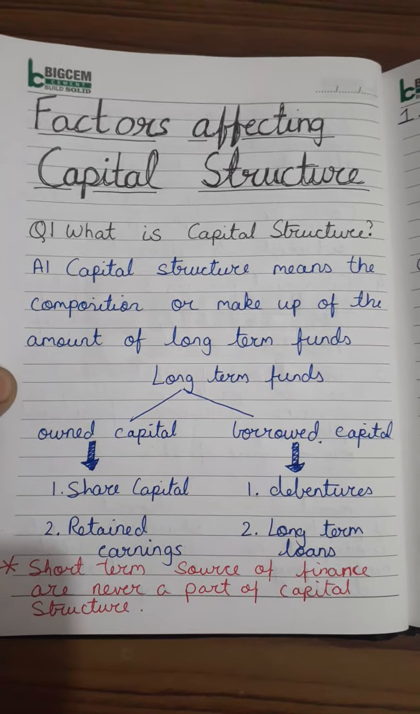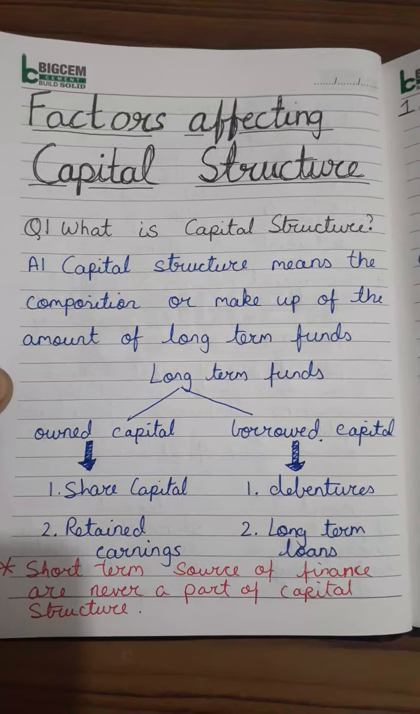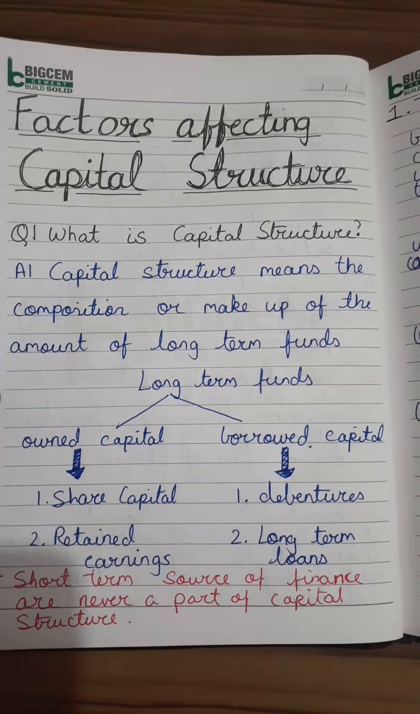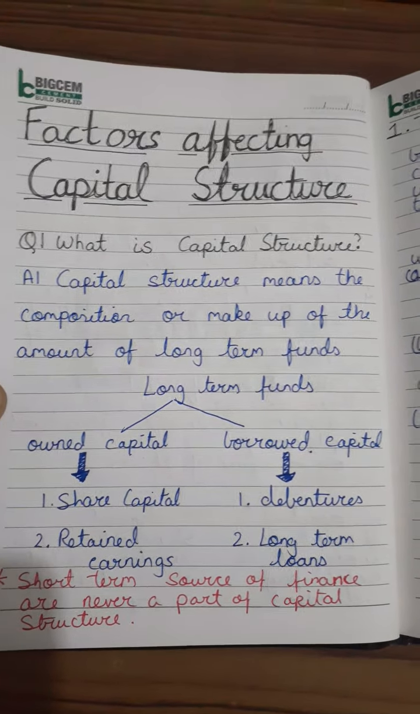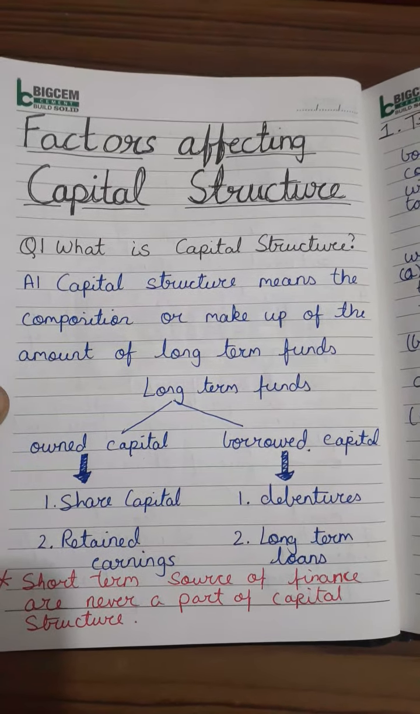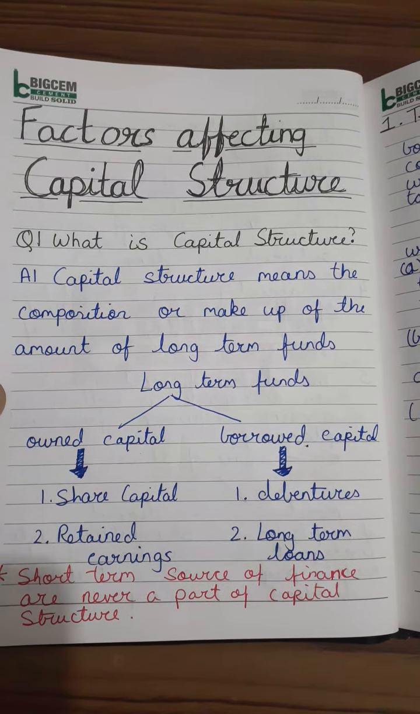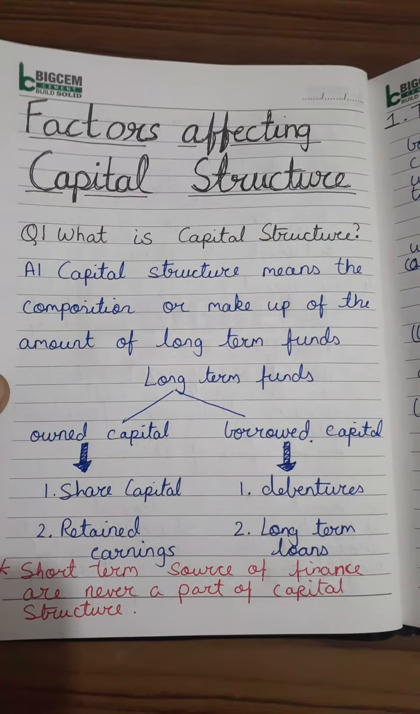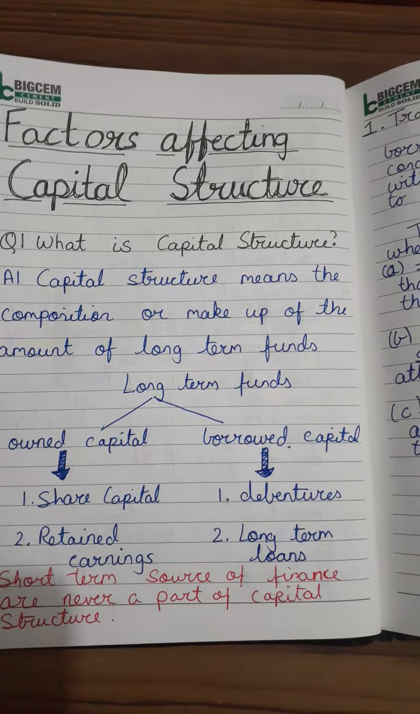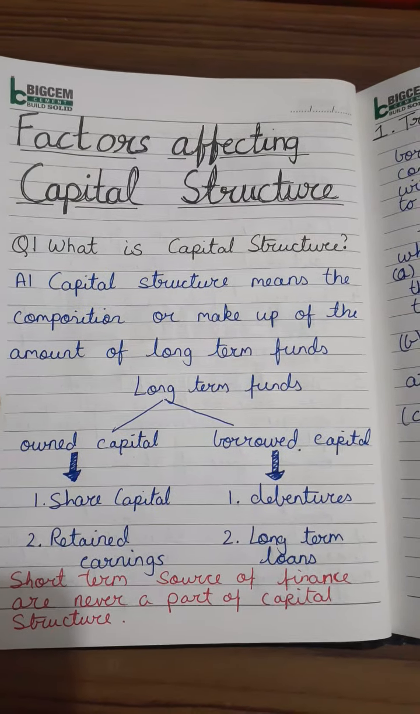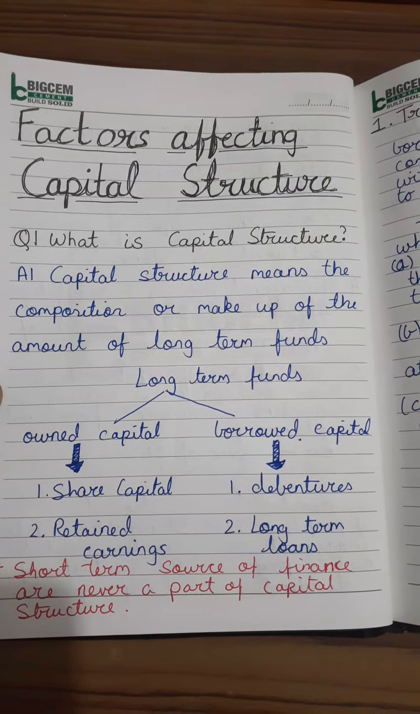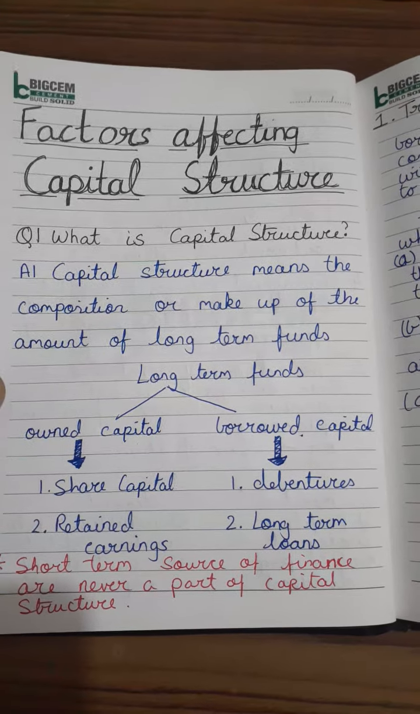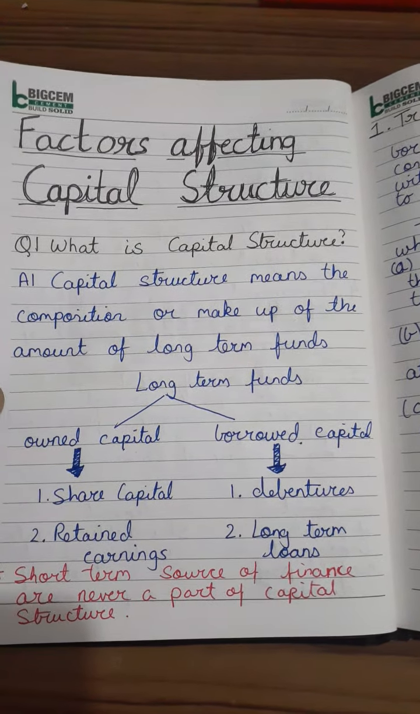Today, in our online class, we would be doing factors affecting capital structure. But what is capital structure? Capital structure means the composition or makeup of the amount of only long term funds, because short term sources of finance are never a part of capital structure. Long term funds is divided into two parts: owned capital and borrowed capital. Owned capital constitutes first share capital and second retained earnings, whereas borrowed capital constitutes first debentures and second long term loans. Therefore, capital structure involves two basic decisions.